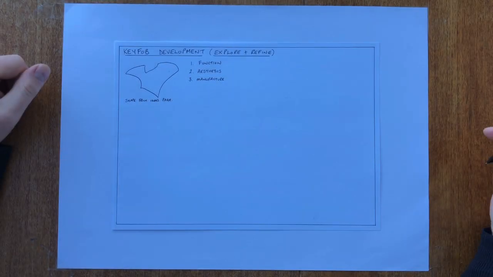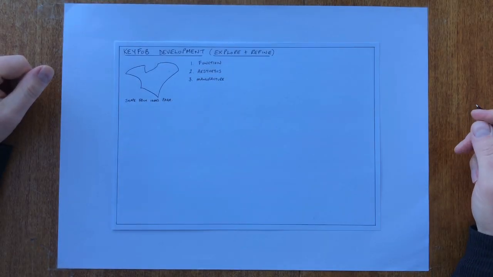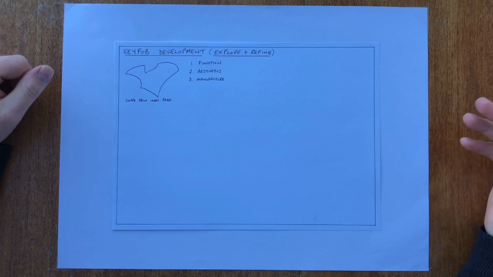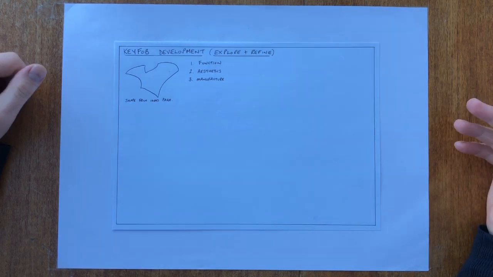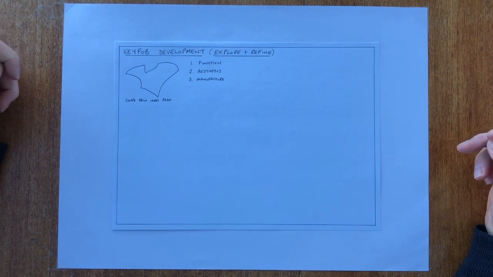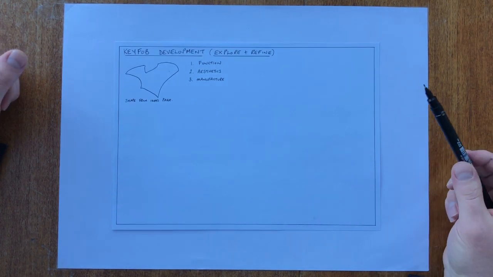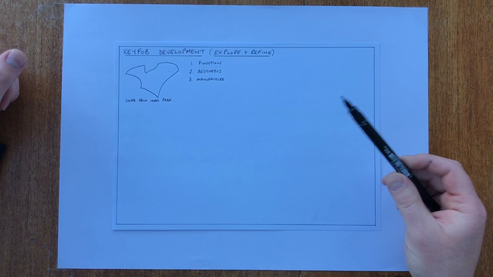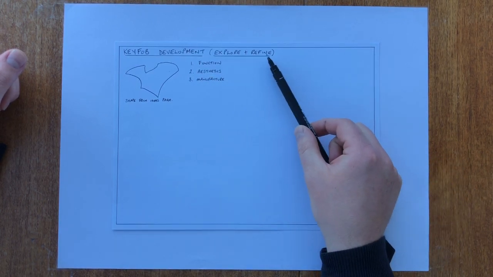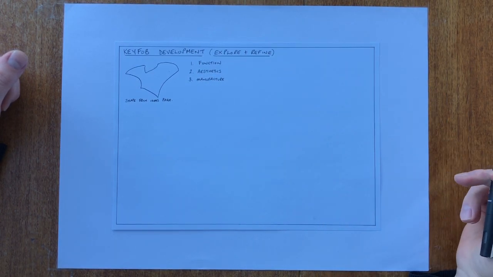Welcome. In this video, I'm going to do a worked example of a development section that I would give to S1 pupils near the start of the S1 year. The main thing we try and get through to the pupils about development is we're looking to explore and refine our idea at this stage.